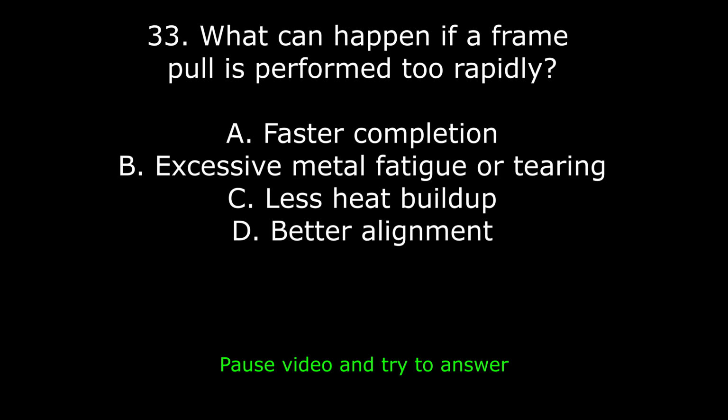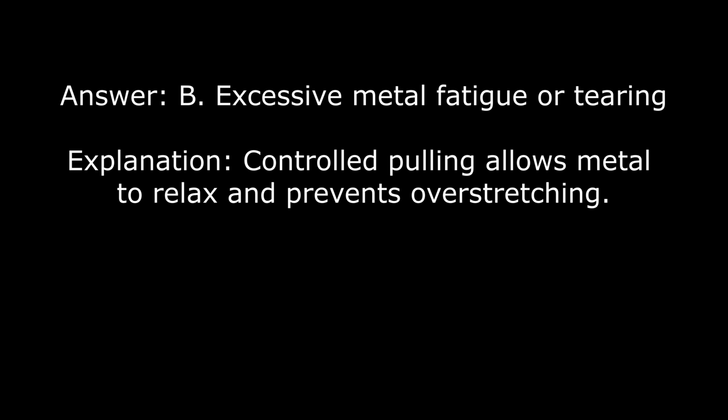33. What can happen if a frame pull is performed too rapidly? A. Faster completion. B. Excessive metal fatigue or tearing. C. Less heat buildup. Or D. Better alignment. The answer is B. Excessive metal fatigue or tearing. Explanation: controlled pulling allows metal to relax and prevents overstretching.